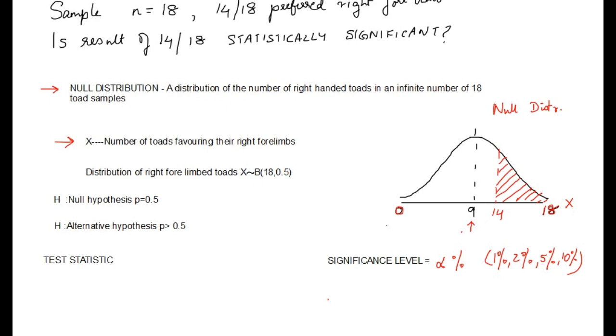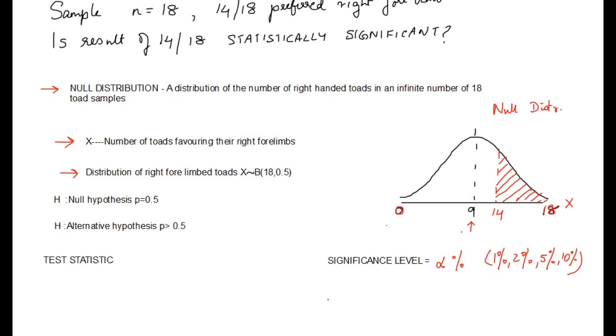Now the null distribution is a binomial distribution. It's a distribution of the right forelimb toads, assuming that toads don't prefer any particular limb. So it's going to be X has a binomial distribution, sample size 18, and probability of the toad being right-limbed is 0.5, right? Okay.